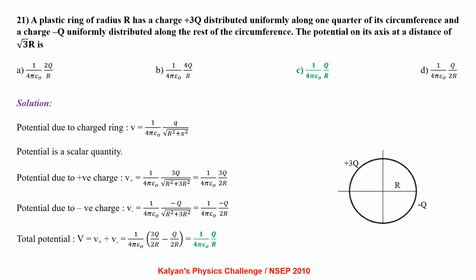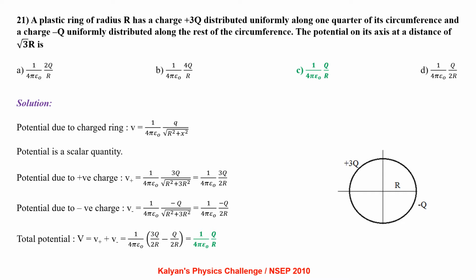A plastic ring of radius r has a charge plus 3q distributed uniformly along 1/4 of its circumference and a charge minus q uniformly distributed along the rest of the circumference. The potential on the axis at a distance √3 times r is, where r is the radius of the ring. Potential due to charged ring V equals 1 by 4 pi epsilon naught q by root of r square plus x square. Potential is a scalar quantity.